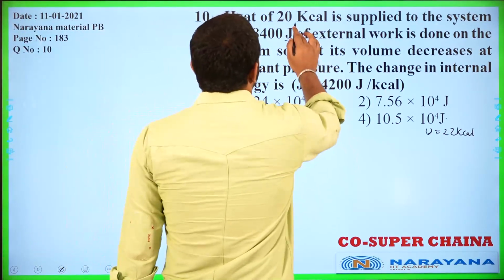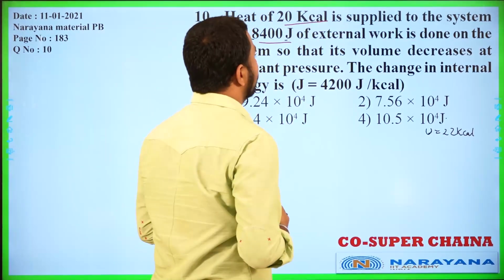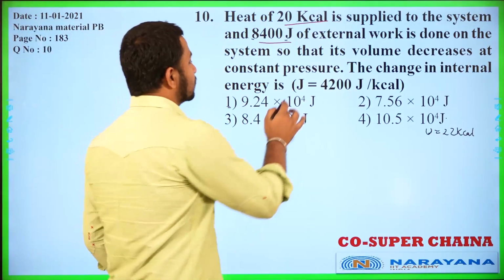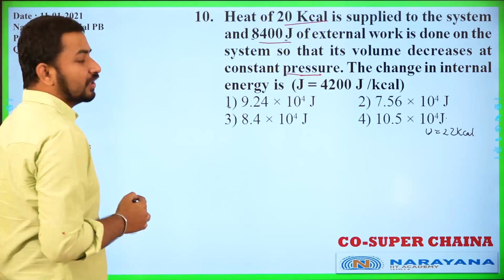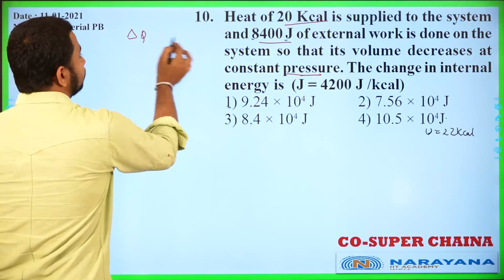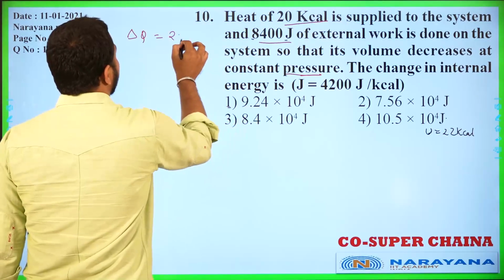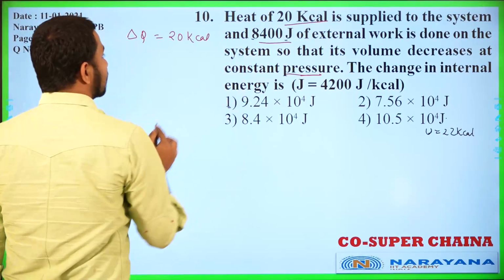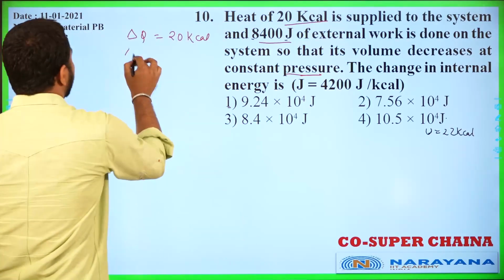Heat of 20 kilocalories is supplied to the system and 844 joule of external work is done on the system, so that the volume decreases at a constant pressure. Here constant pressure is given, student. So what we know is work done will be P dV. Now delta Q is the heat supplied, which is 20 kilocalorie. Since heat is supplied, we'll take it as it is. Now this work is done on the system, so just be careful on the symbol.